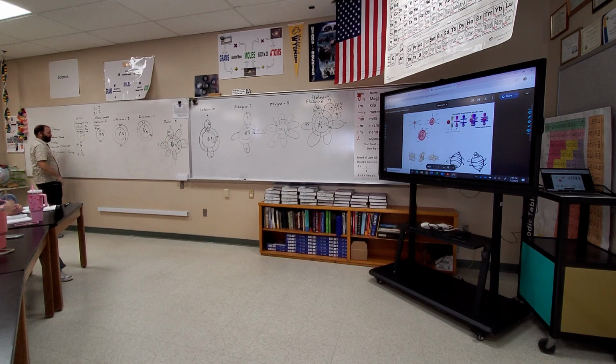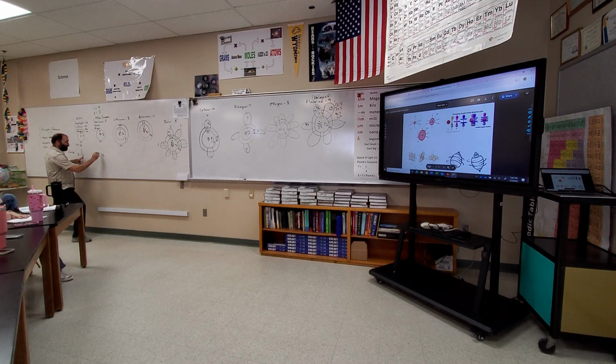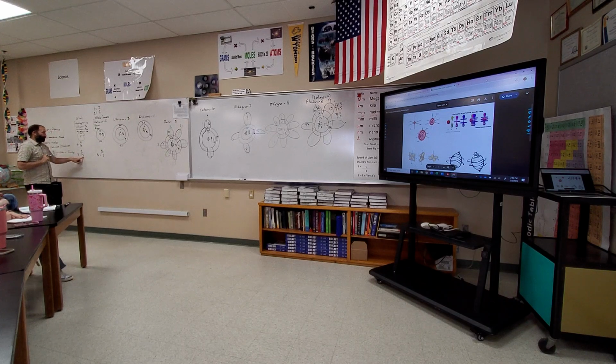What if you're doing neon? Would you have to put like 12 arrows? Ah, let's talk about it. Okay, let's go next. Helium is going to be 1s and 2 electrons, one spinning up, one spinning down. Or we could just write it as 1s2.